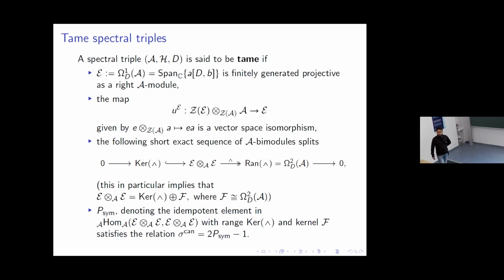Yes, please. Spectral triples aren't known to everybody. I mean, this makes sense for a general differential graded algebra. Yes. Yeah. So in fact, a calculus at least.